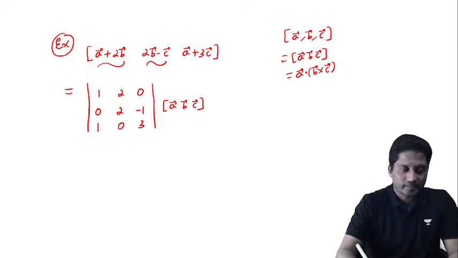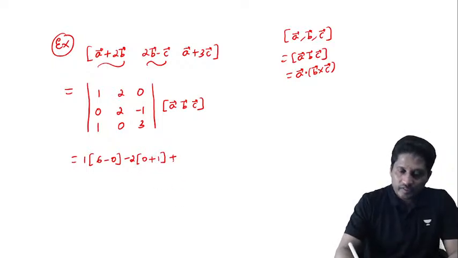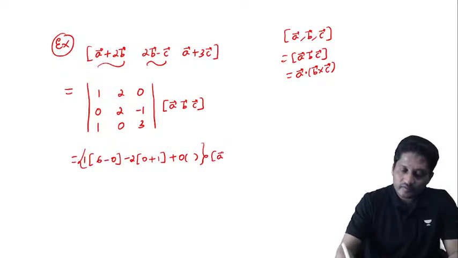Right, now I'll expand. You will get 1 into delete first row first column, 6 minus 0, minus 2 into delete first row second column, you get 0 plus 1, plus 0 multiplied by 0, and this into you get box of ABC. This is box of ABC.